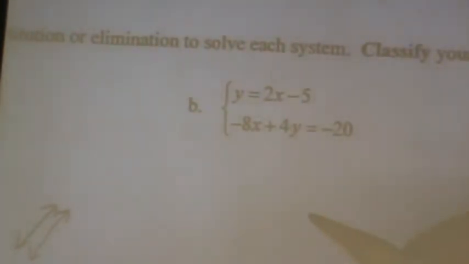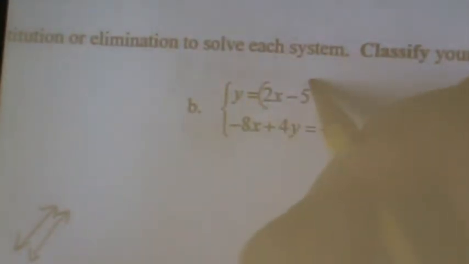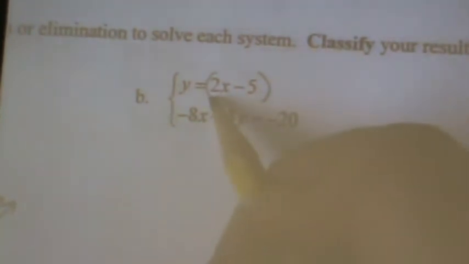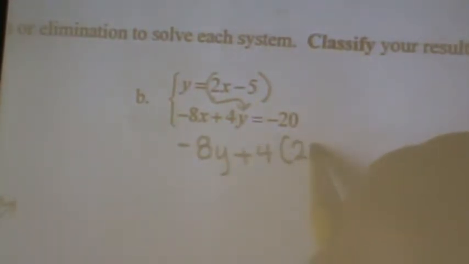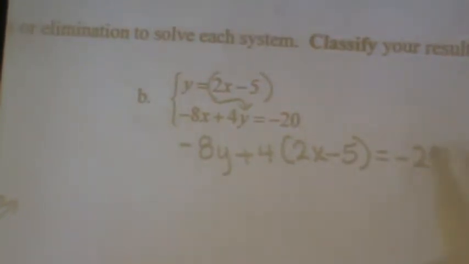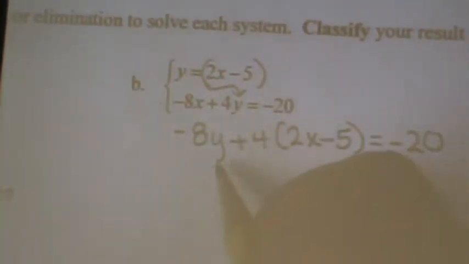Okay, now what about this one? What method do you want to try out on this one? Substitution. It wants you to do substitution, so let's do it. Let's put parentheses around 2x minus 5, and we're going to click and drop that in right there. So negative 8y plus 4. Does anyone have a guess what they think is going to happen? 0 equals 2. Yeah. So let's distribute the 4.